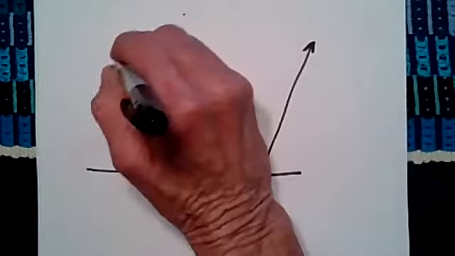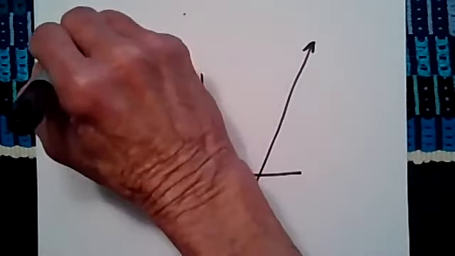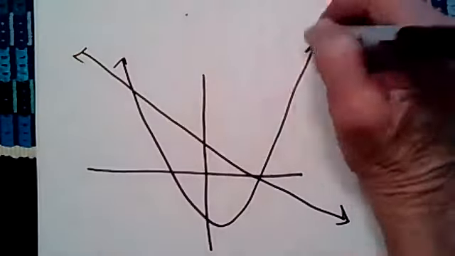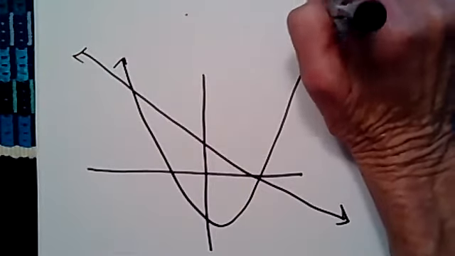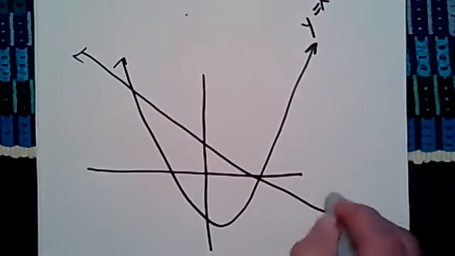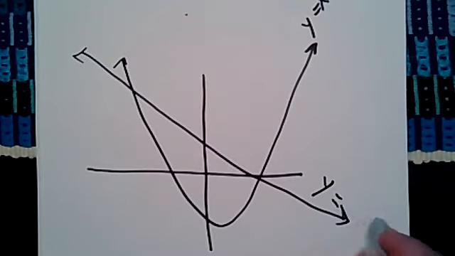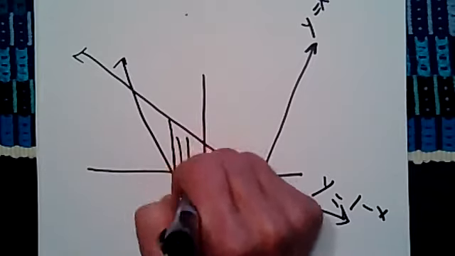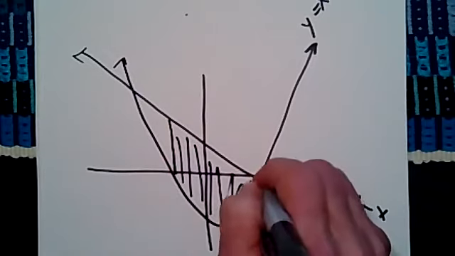Okay. And here's the line of the graph. Okay, so here we go. Y is equal to x squared minus 1. And here's the graph of y is equal to 1 minus x. And we want to know the area between x is equal to -1 and 1.